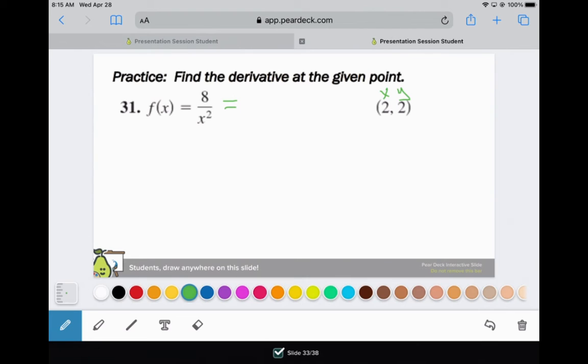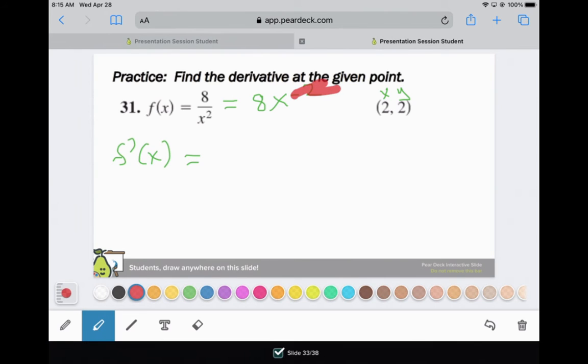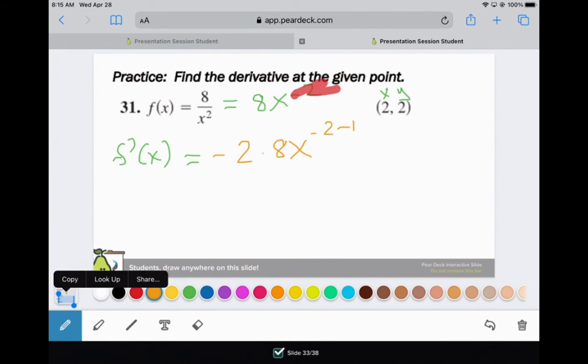Yes, so I'm going to bring it up. Because this one is on the denominator, I bring it up to -2. Thank you. So now I can take the derivative, f prime, right? Notice this is the power, so I'm going to bring that down: -2 times 8, -2 minus 1.